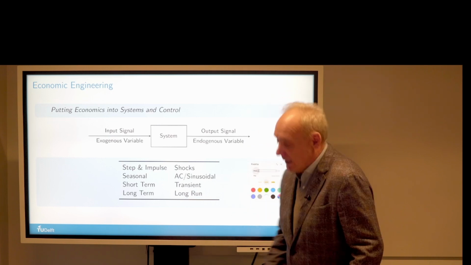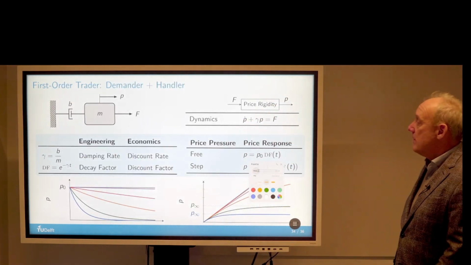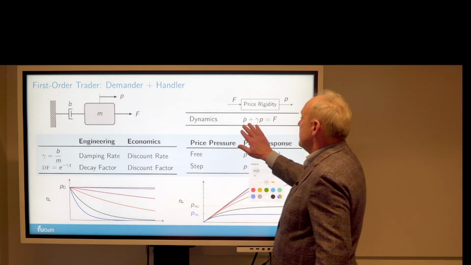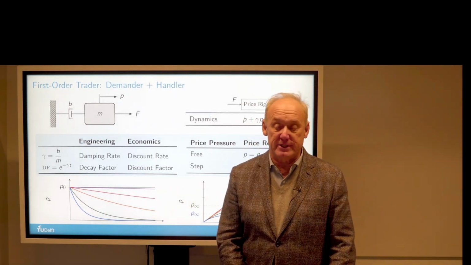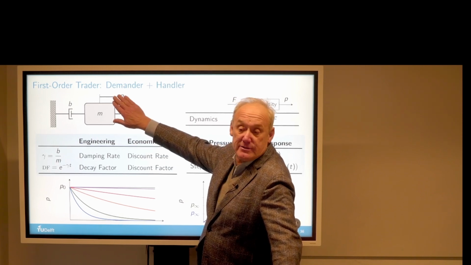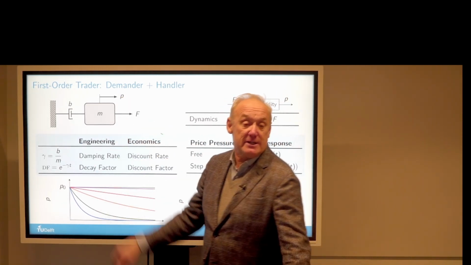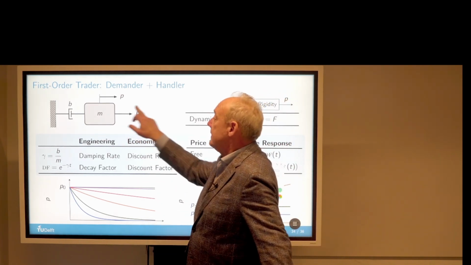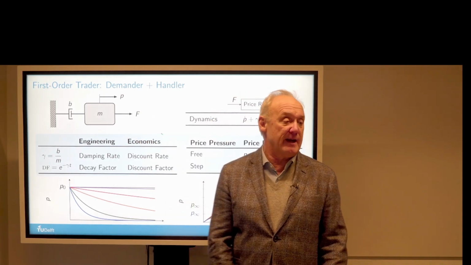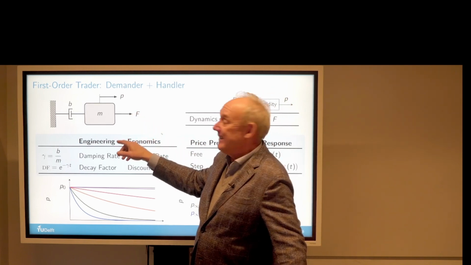So the first thing we did was look at first order systems. They're called first order because they follow a first order differential equation, all right? So this was a demander, and he has his price. Every demander has a price. He has a quantity demanded, that's his velocity. And he has some desire, all right, so some want for stuff acting on it.